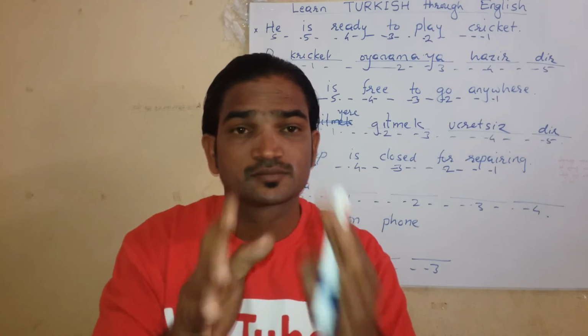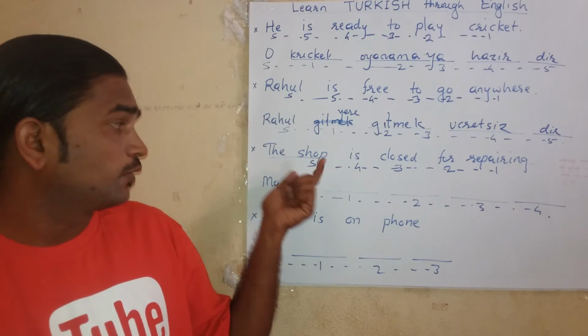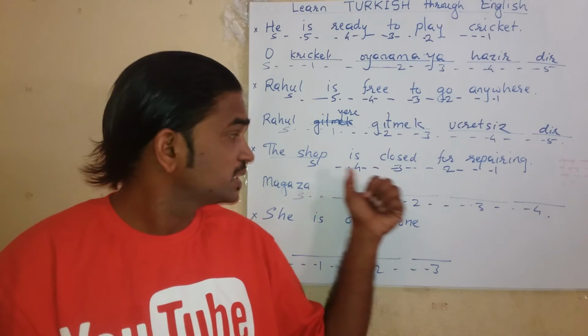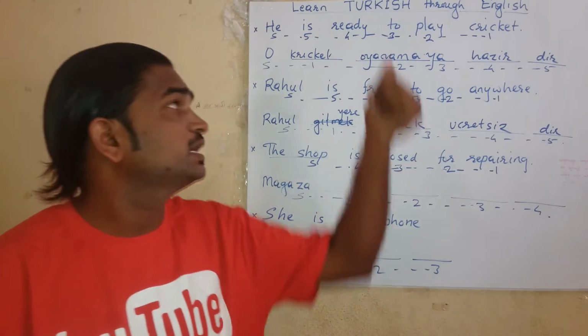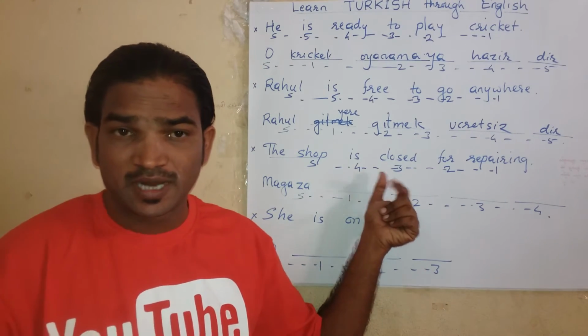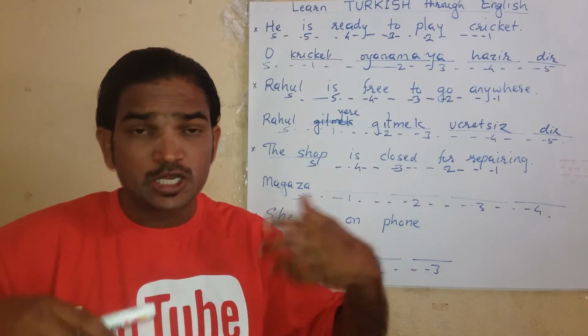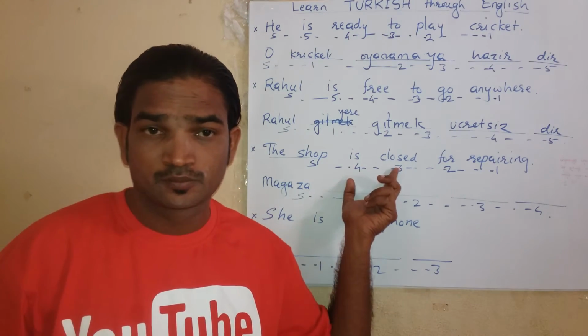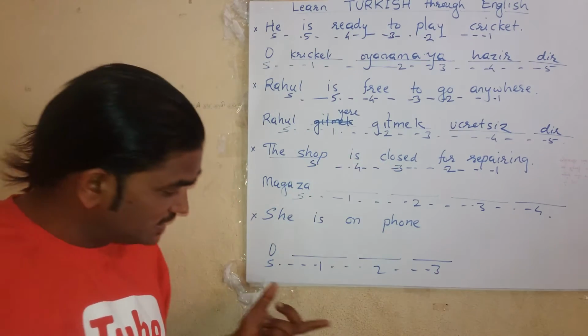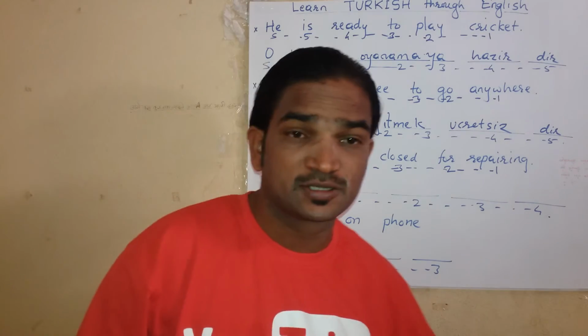Okay. Now you should look at this English sentence, the shop is closed for repairing, and you should try to speak this sentence in Turkish language 10, 20, 30 times, till you are habituated to speaking Turkish language. And while trying to speak this sentence, you should try to type this sentence in the comment box.